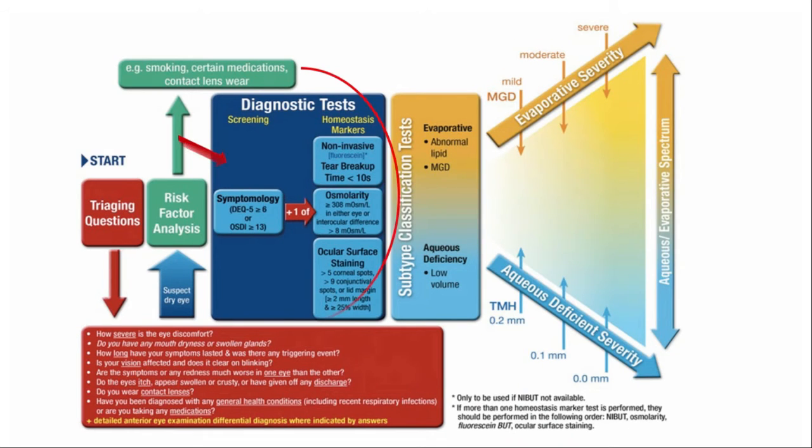So that is basically your screening tools. This is a chart from the DEWS II study, which just shows you exactly what that screening process looks like, and that you basically only need a positive questionnaire and then another positive on the other side, a non-invasive TBUT or a tear BUT for that matter, as well as a stain, and then the patient is classified as a dry eye suspect. Now you'll see in this chart, osmolarity is still included there.